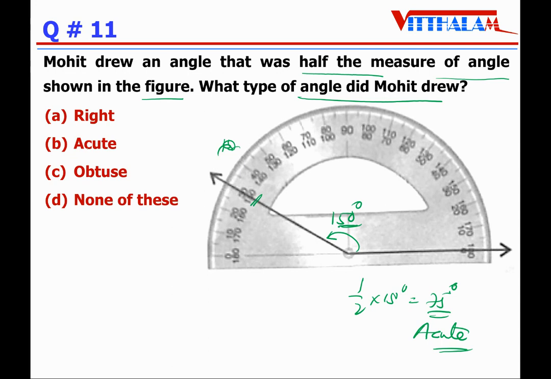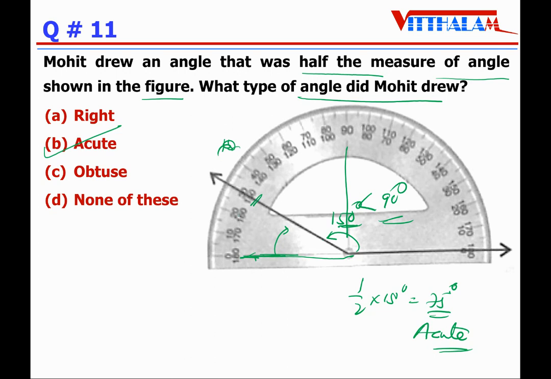So answer is B. This is how every student will do. But if you are smart, please understand, if it is here, then half of here will be straight. So this is straight angle. Half of this will be right angle. But it is not here. It is less than 180. So half of that will be definitely less than 90 degree.